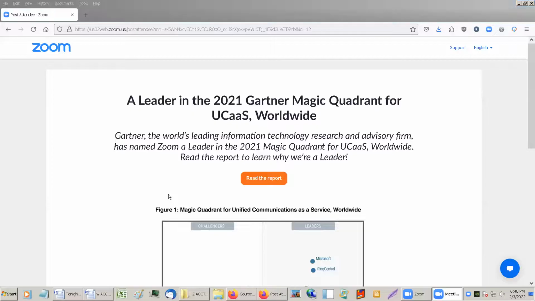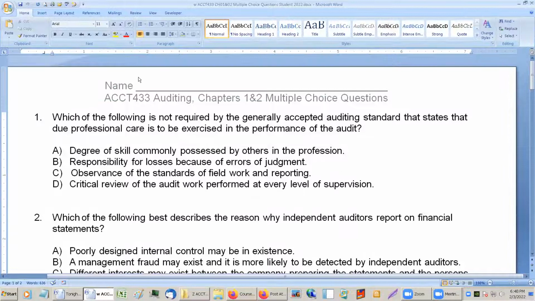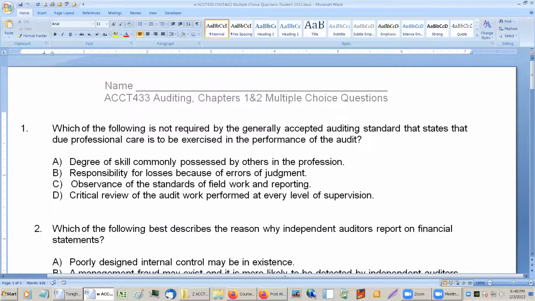And I'm going to see if I can get the poll working here, although I'm not very confident in that. All right, so we'll say be back at 7:05.